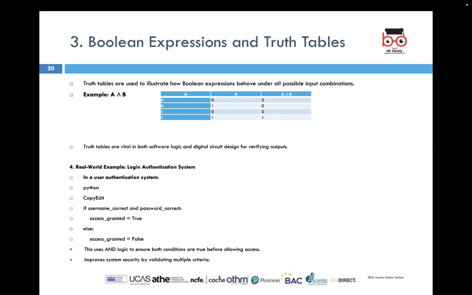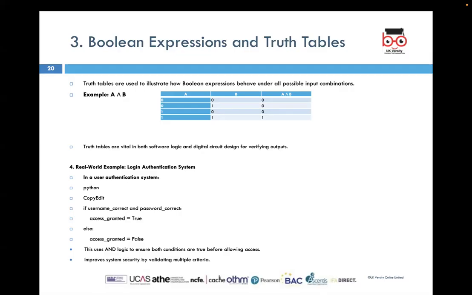Truth tables are used to illustrate how Boolean expressions behave under all possible input combinations. For example, A AND B. If A is 0 and B is 0, A AND B would be 0. If A is 0 and B is 1, A AND B would be 0. If A is 1 and B is 0, A AND B would be 0. However, if A is 1 and B is 1, A AND B would be 1. Truth tables are vital in software logic and digital circuit design for verifying input.